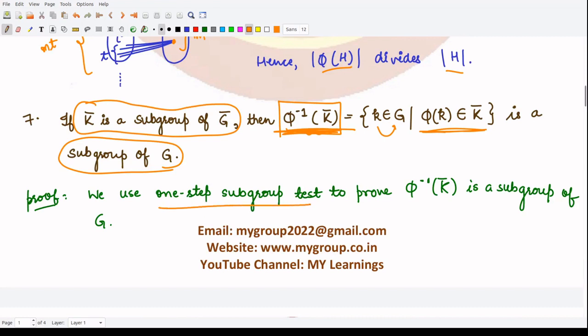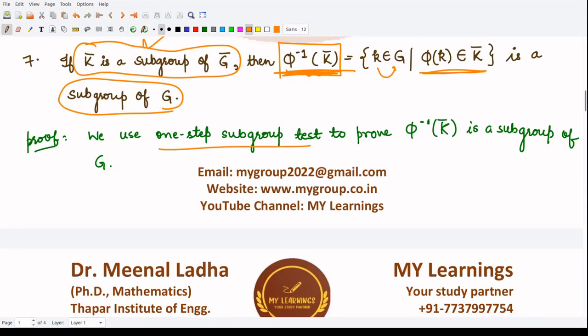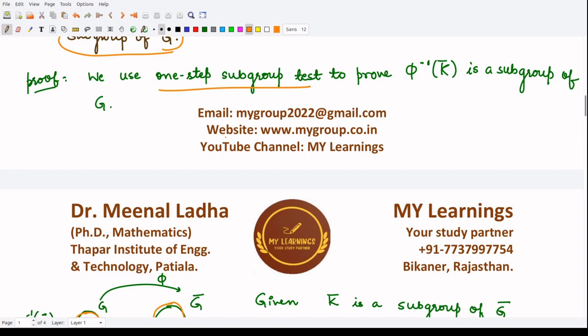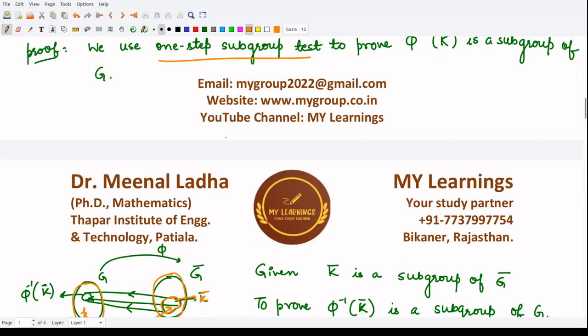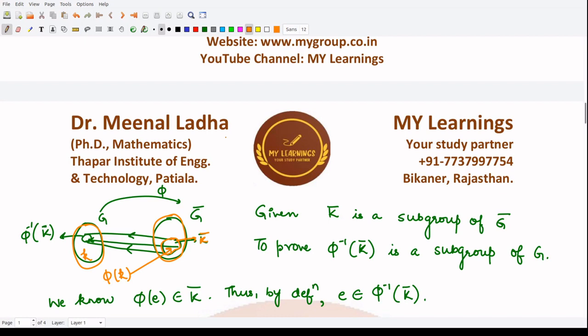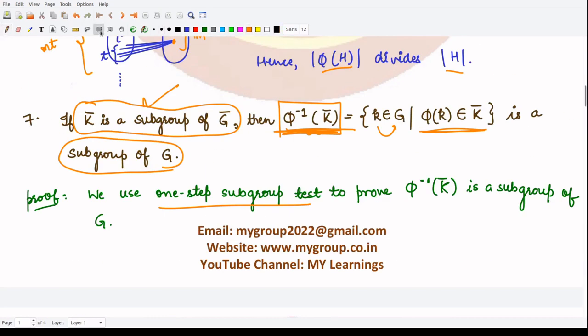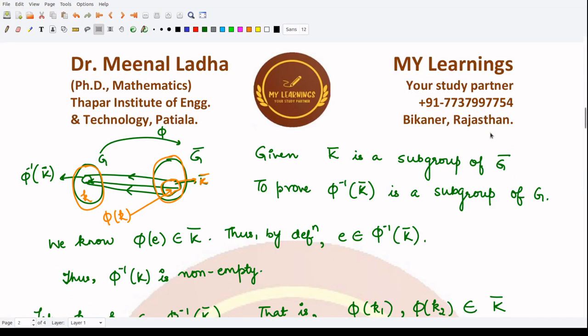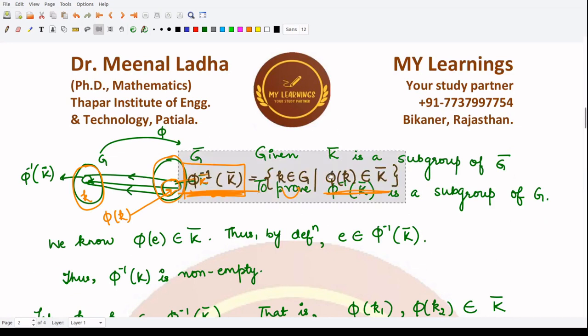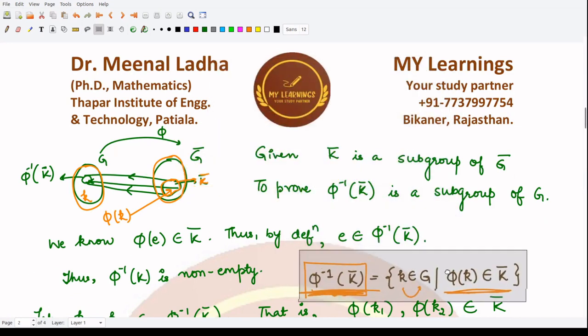Now, in order to prove that this phi inverse of K̄ is also a subgroup, we'll make use of the one-step subgroup test, and we'll be making use of K̄ being a subgroup of Ḡ. Let's see how. So in order to prove it as a subgroup, we first of all show that it is non-empty, that it contains at least one element within it. By the definition, let me copy down the definition once more here.